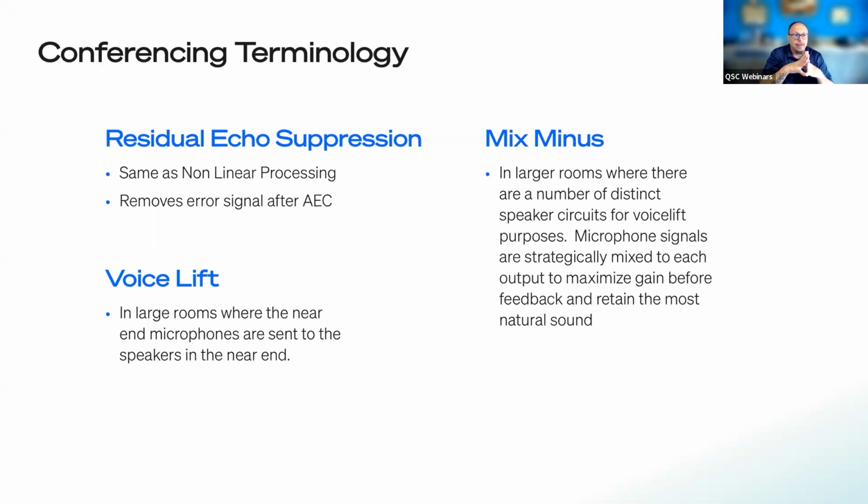Voice lift. In larger rooms where the near end microphones are sent to speakers in the near end, voice lift is the term that we use for that. Mix minus, in larger rooms where you have distinct speaker circuits, right? You have multiple speakers. Say I have a 20-foot long, 30-foot long boardroom table, and I need people at the other end of the table to be able to hear me just in a normal meeting, even if we're not having a conference. What I might do is have microphones at the head of the table lifted into individual speaker zones along the way. So if there are 5 speakers down the way between the front of the table and the end of the table, I would have none of the mic at the head of the table in the first speaker. I might have just a tiny bit of it in the next, and then a little more in that. And I get to that 5th speaker down the row, and it might have a considerable amount.